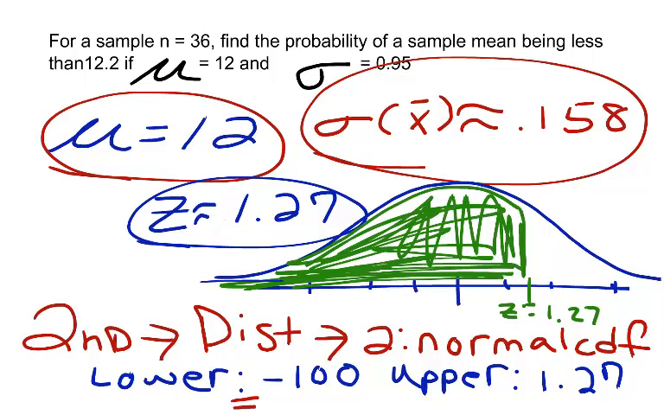And when we enter that in, we get a probability of 0.8979. If we convert this decimal to a percent, we would say approximately 89.79% probability of our sample mean being less than 12.2.